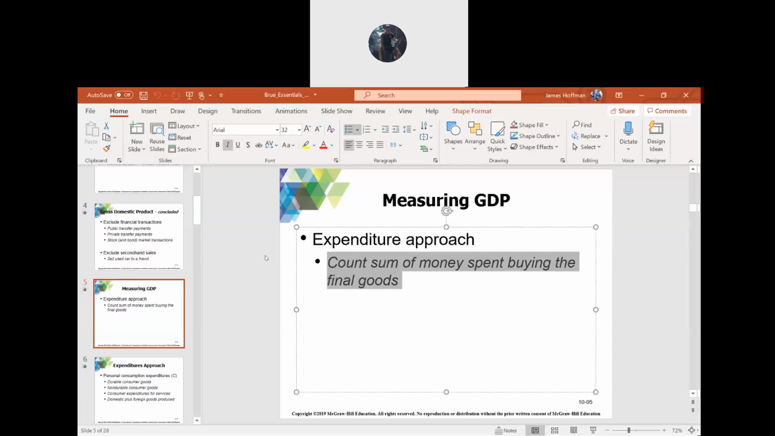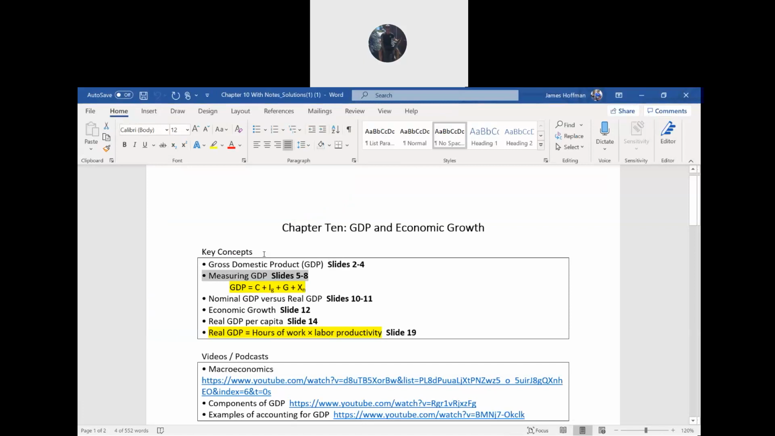We basically count up the sum of money spent buying final goods. We're going to break this into 4 categories, and once you add all those together, that's the best estimate we have of how much GDP there is in the economy in dollar values. So there's this equation we're going to get to. Okay, this one here. We're going to go through the items that comprise this GDP expenditure approach, and there are 4 categories.